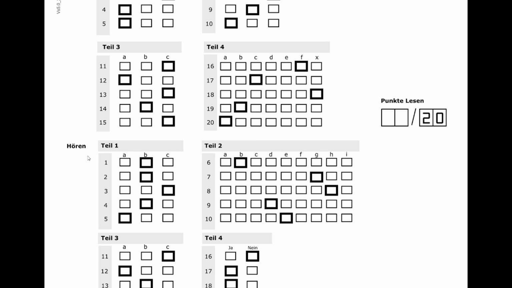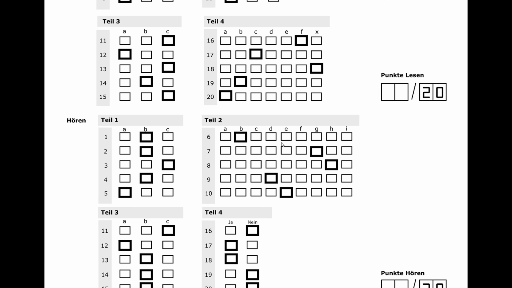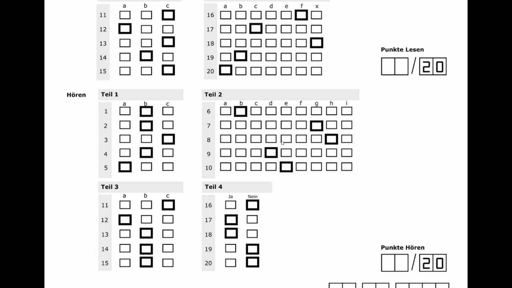So for Hören, Teil 1, question number 1, the correct option is B. For question number 2, it is also B. For 3, it is C. Then B for question number 4. And A for question number 5. And you see that they have marked the correct options for the other parts as well. So with this, you can also practice.